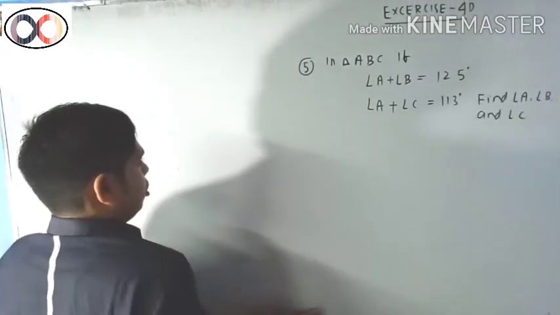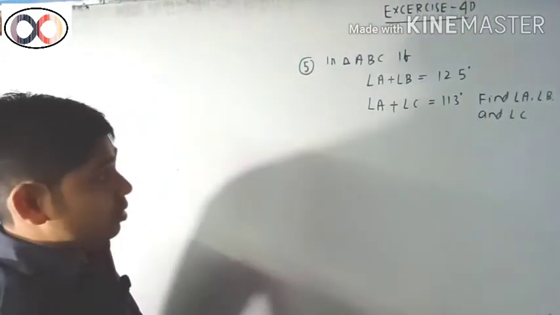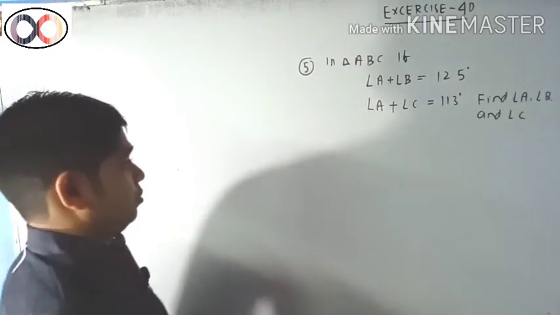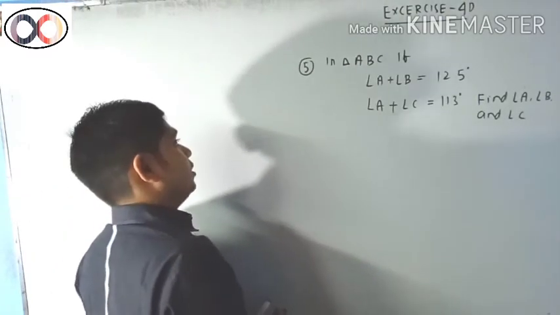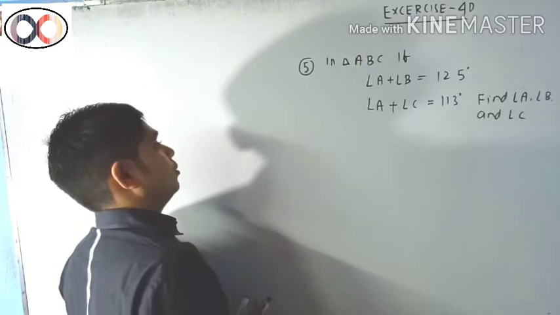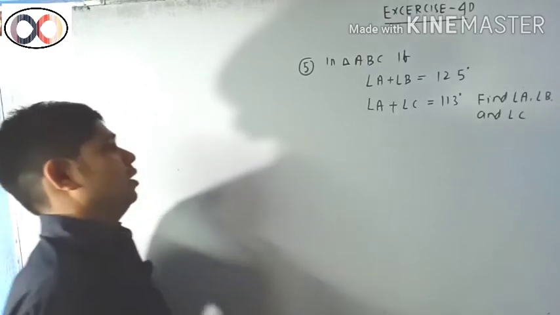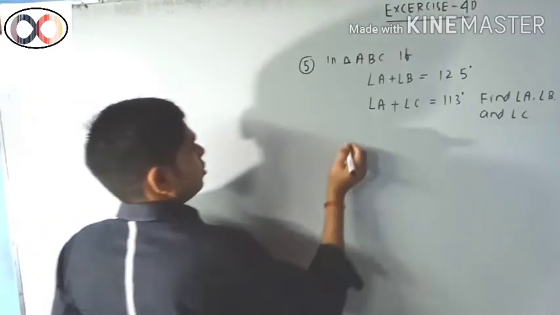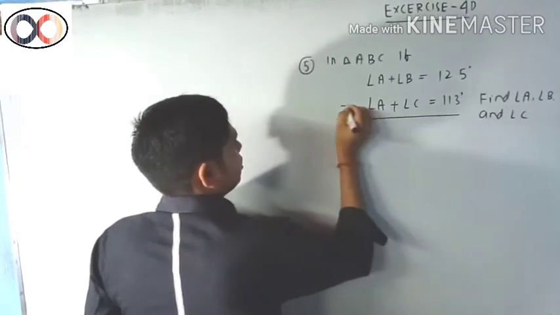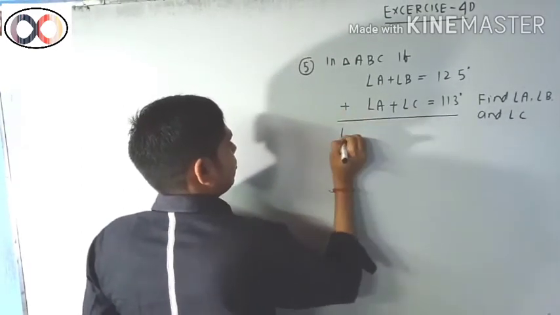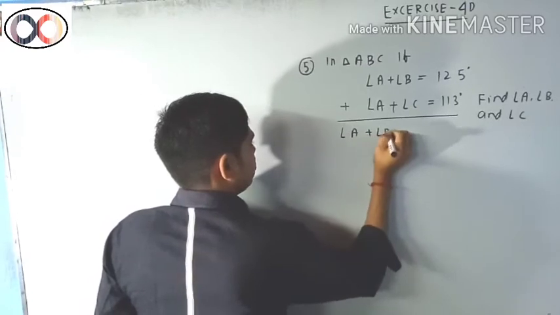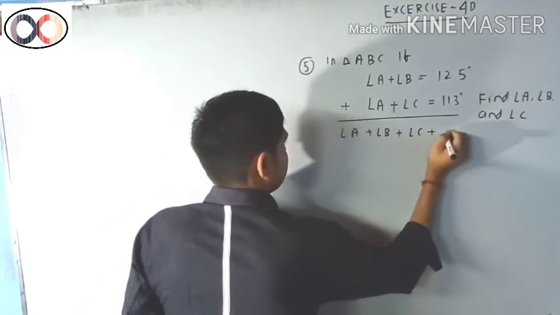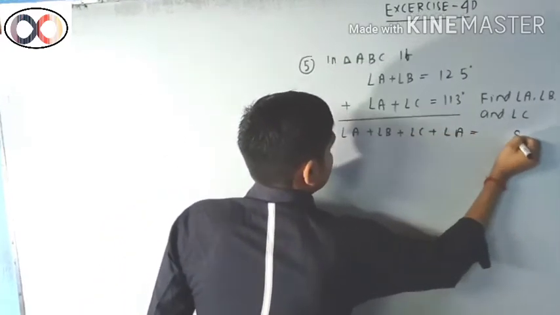Okay, don't worry, because question 4 and 5 are the same. I already solved question number 4, so you can solve that question. Here I just want to give some hints: angle A plus angle B plus angle C plus angle A equals to here what?